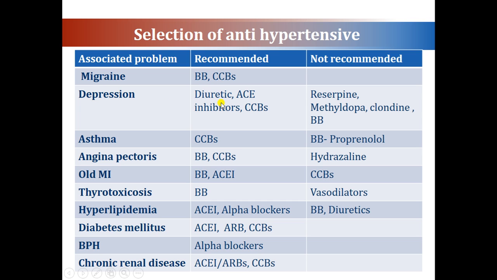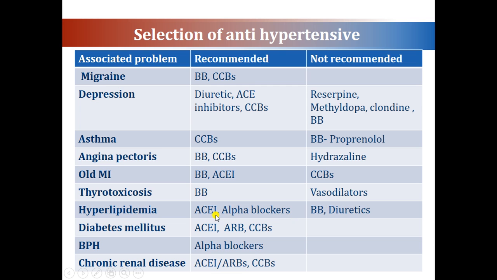For depression, diuretics, ACE inhibitors and CCBs, and not recommended drugs are centrally acting sympatholytics because they produce depression as a side effect. For asthma patients, calcium channel blockers are recommended and beta blockers, especially non-selective ones, are contraindicated. For angina pectoris patients, beta blockers and calcium channel blockers are preferred, while hydralazine is contraindicated. In patients of old MI, beta blockers and ACE inhibitors are preferred and calcium channel blockers are not recommended. For thyrotoxicosis, beta blockers are preferred and vasodilators are to be avoided.